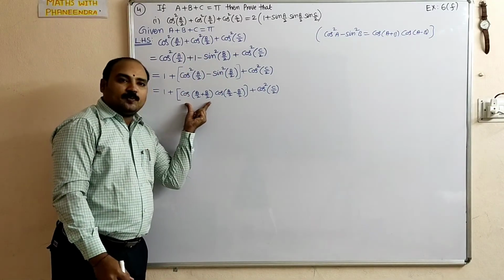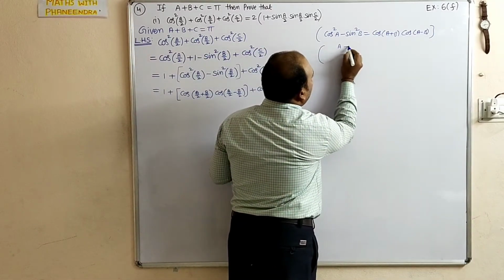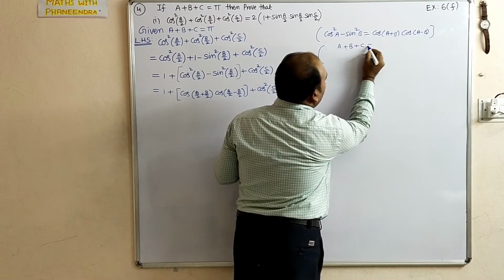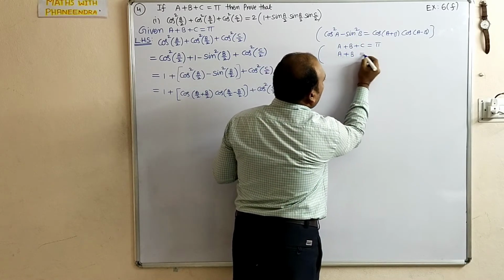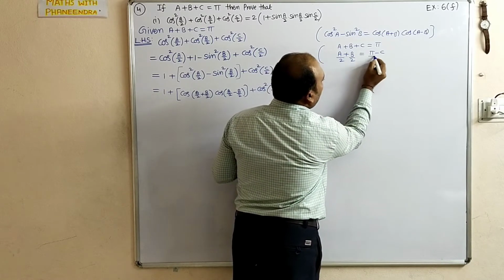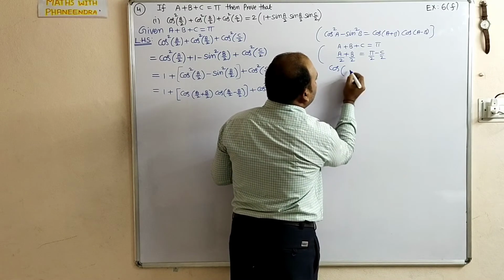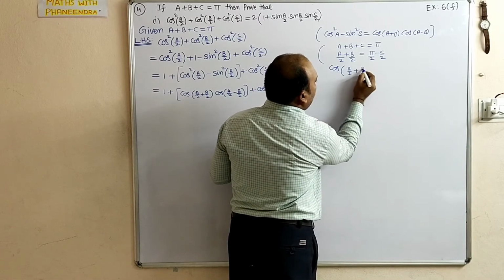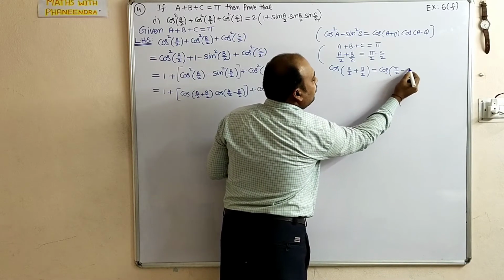Cos of A/2 plus B/2, we will calculate this value. A plus B plus C equals 180, that means pi. A plus B equals pi minus C. A/2 plus B/2 equals pi/2 minus C/2. So taking cos on both sides, cos of (A/2 plus B/2) is equal to cos of (pi/2 minus C/2).